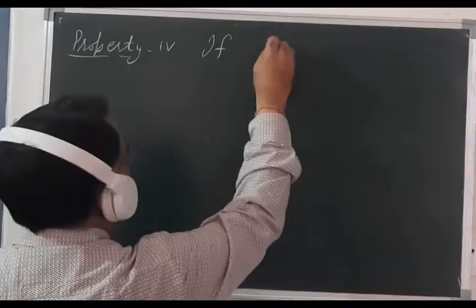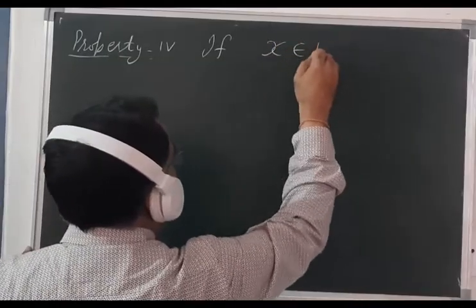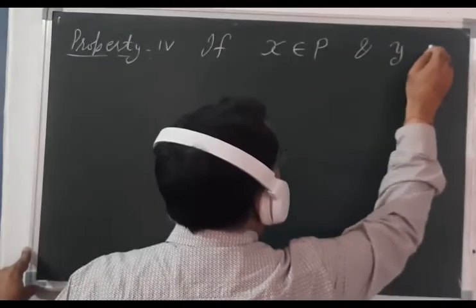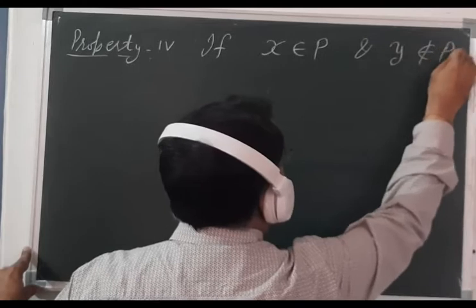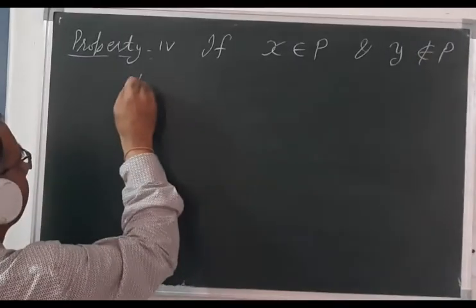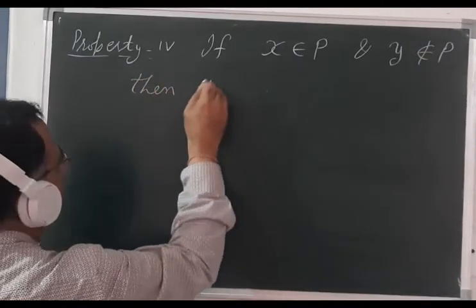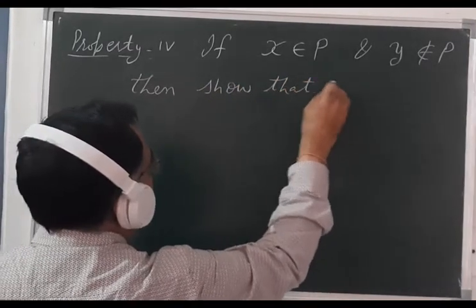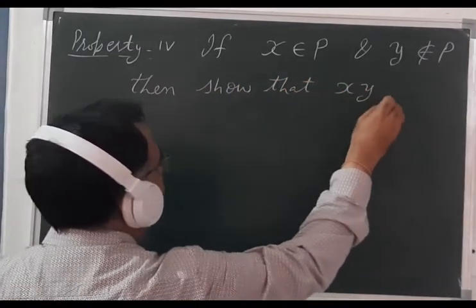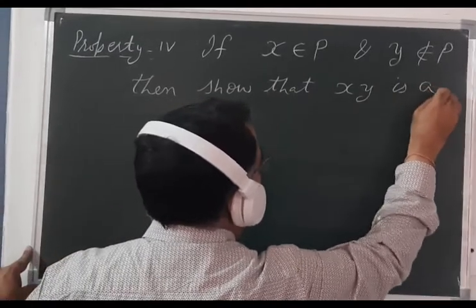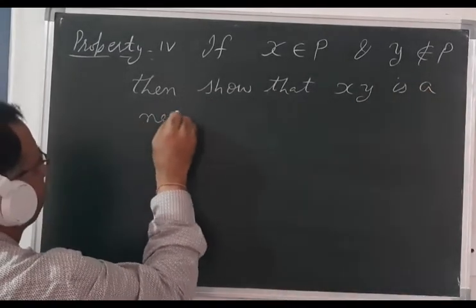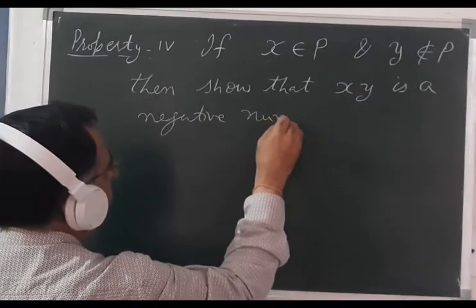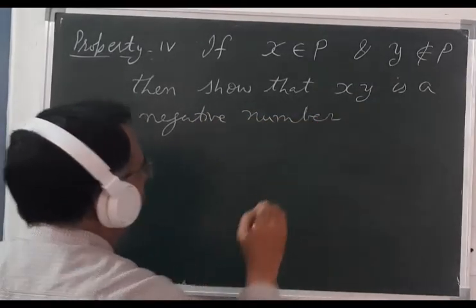If X is a positive number and Y is a negative number, then show that XY is a negative number.